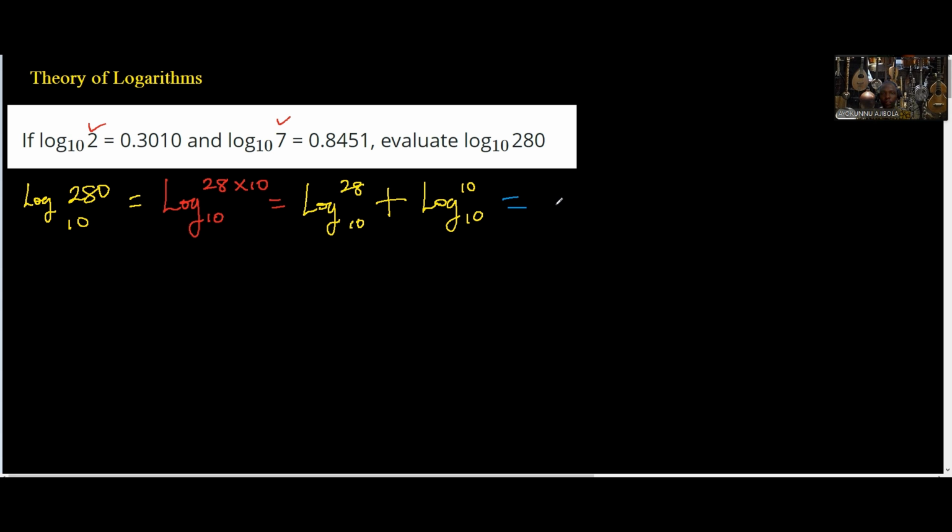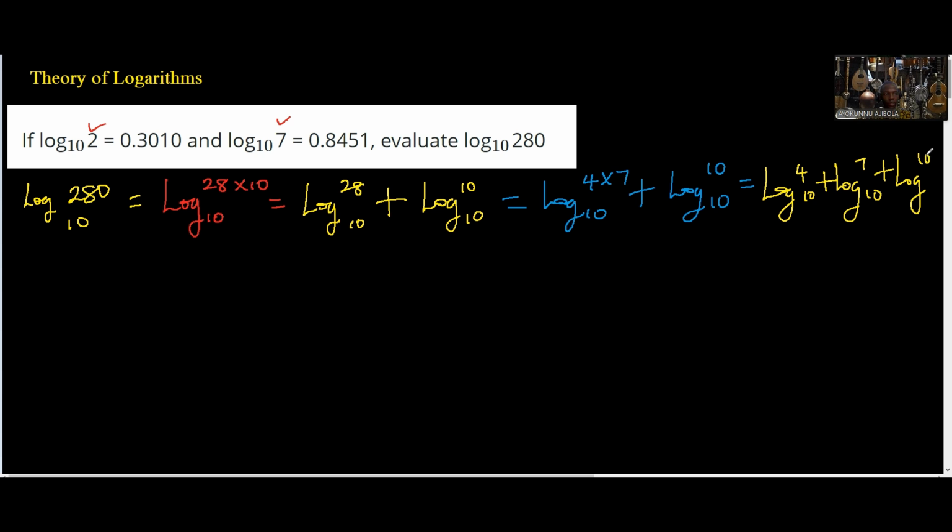So we can now split 28 and say log of 4 times 7 base 10, then still plus log 10 base 10. And finally, we can split the 4 and the 7 to become log 4 base 10, still plus log 7 base 10, and plus log 10 base 10.